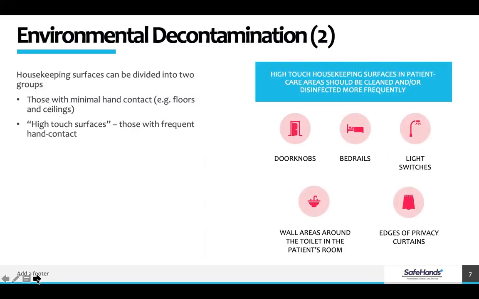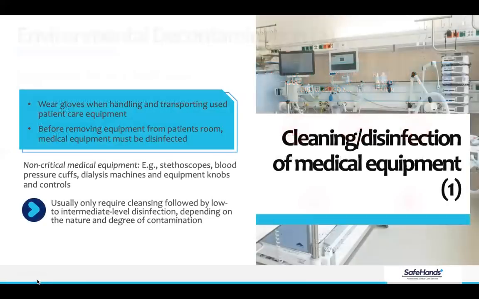Housekeeping surfaces can be divided into two groups: those with minimal hand contact, for example floors and ceilings, and high-touch surfaces, those with frequent hand contact. High-touch housekeeping surfaces in a patient's care area should be cleaned or disinfected more frequently. That is, doorknobs, bed rails, light switches, the wall area around the toilet in the patient room, and edges of the privacy curtains. Wear gloves when handling and transporting used patient care equipment.